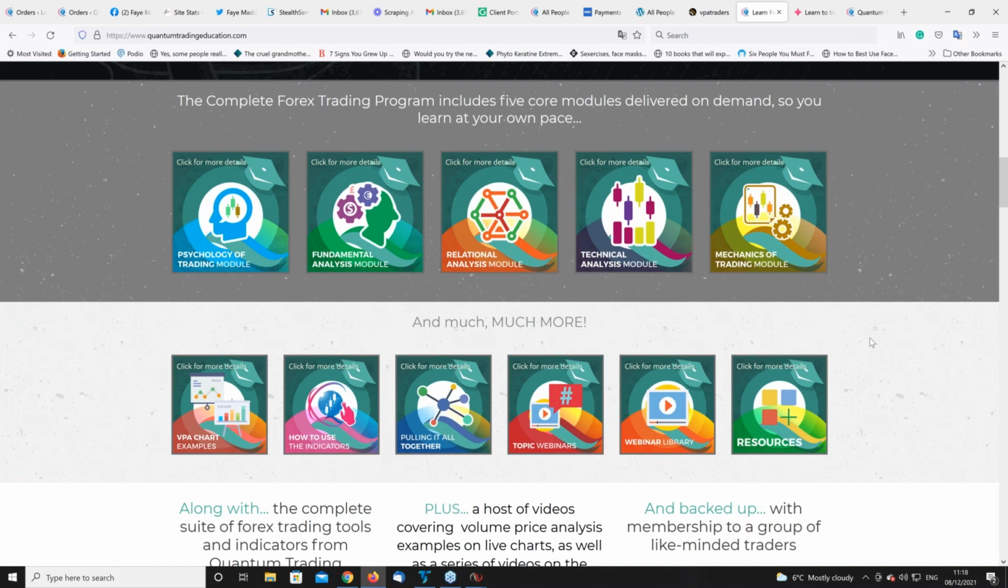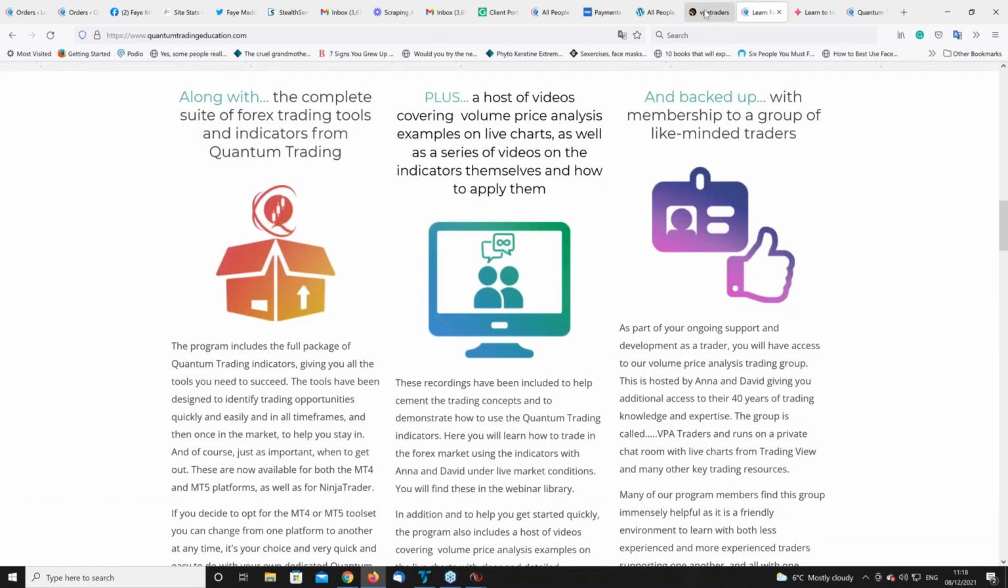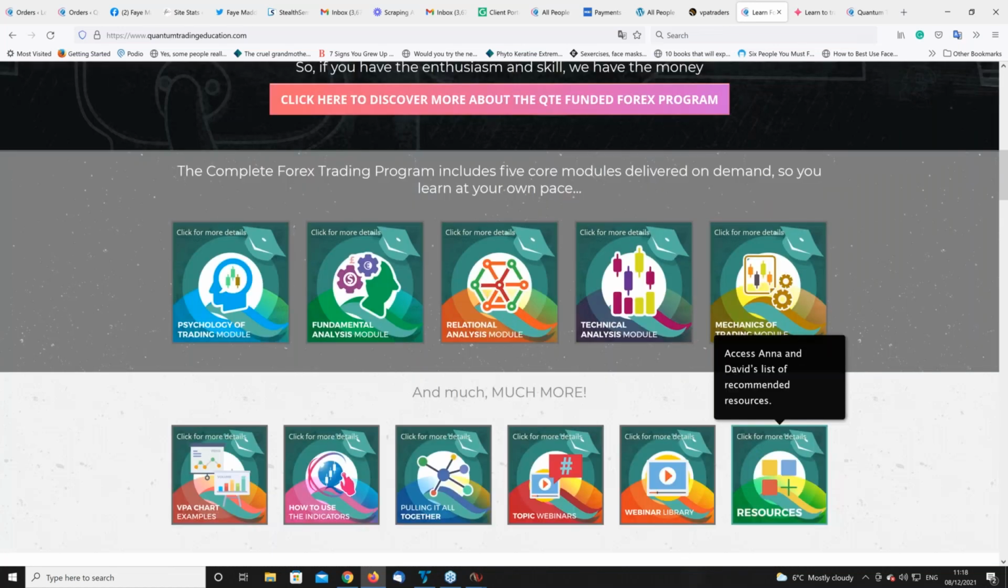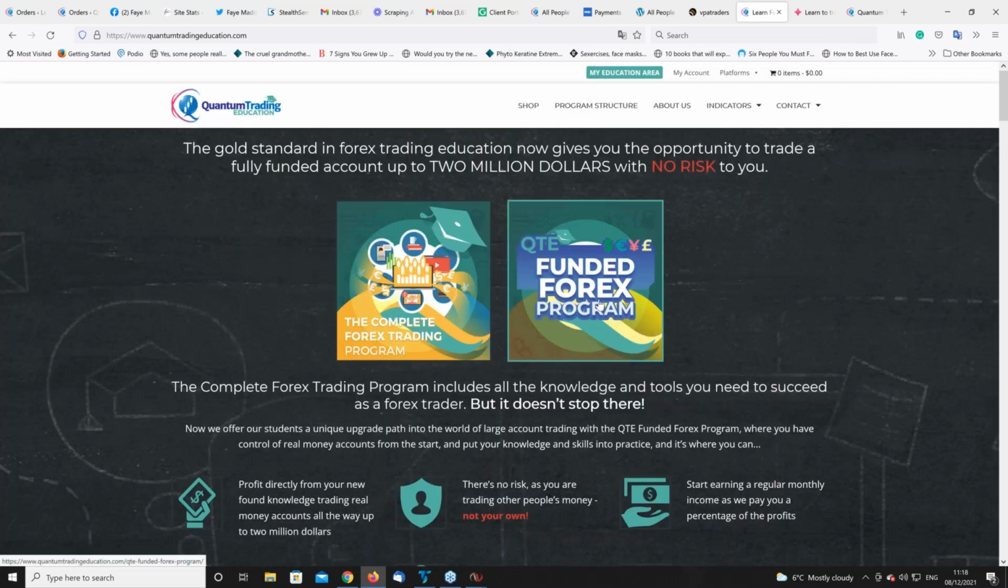So it's a huge program and in addition to that, it's backed up with the VPA room here, which you can see up here at the top here, which is Anna and myself, where students go to interact, and also we answer questions from them too. And the reason we put the funded program in place is very simple, because we wanted to give our students the opportunity twofold really. First of all, to trade much bigger sums of money, and secondly, to put the knowledge that they've gained on the program into good use on the funded program. And the beauty of it is you are trading our money. You're not trading your money, you are trading our money.